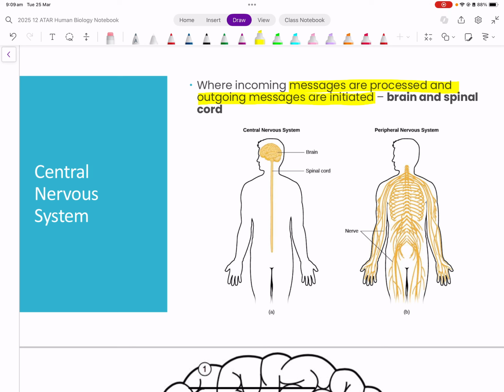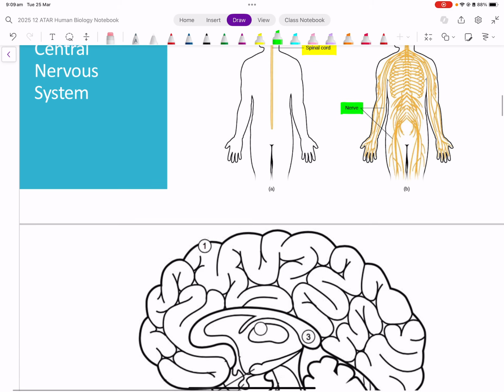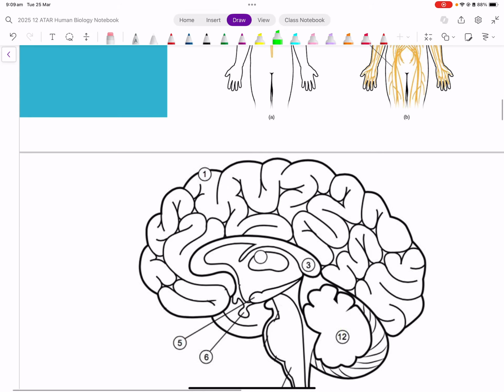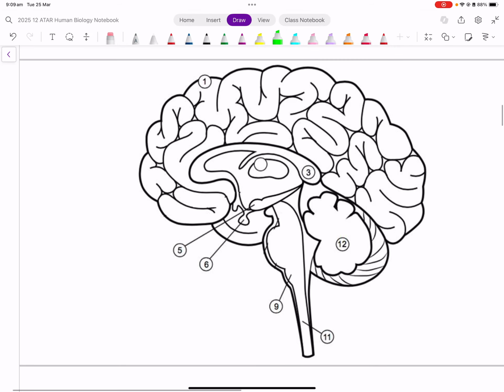So this could be anything to do with the body. Now, when we talk about the central nervous system, there are two main parts, and those parts are firstly the brain and secondly the spinal cord. The other part of our nervous system is the peripheral nervous system, and this consists of all of the nerves around the body that are outside of the brain and the spinal cord. So when we look at the brain, there are a number of key structures that we need to know.